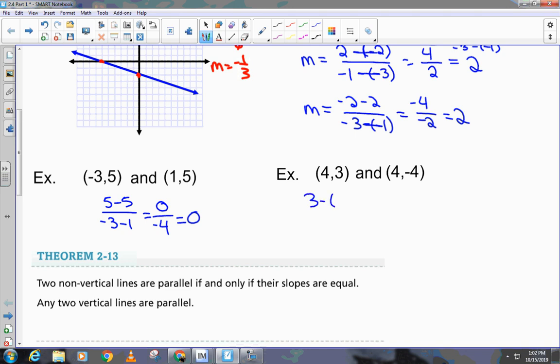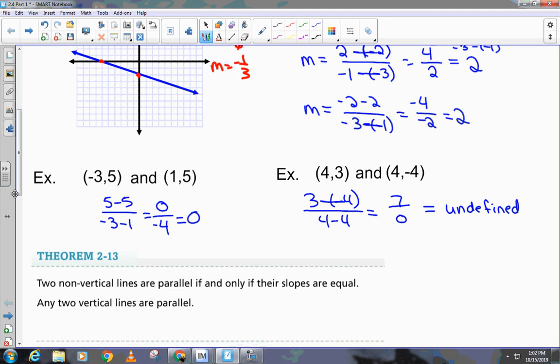3 minus a negative 4 over 4 minus 4. 3 minus a negative 4 is 7 over 0. What's 7 divided by 0? Undefined. It is undefined. Okay? If you were to put in your calculator 7 divided by 0, it's going to error. Okay? Let's think about it.